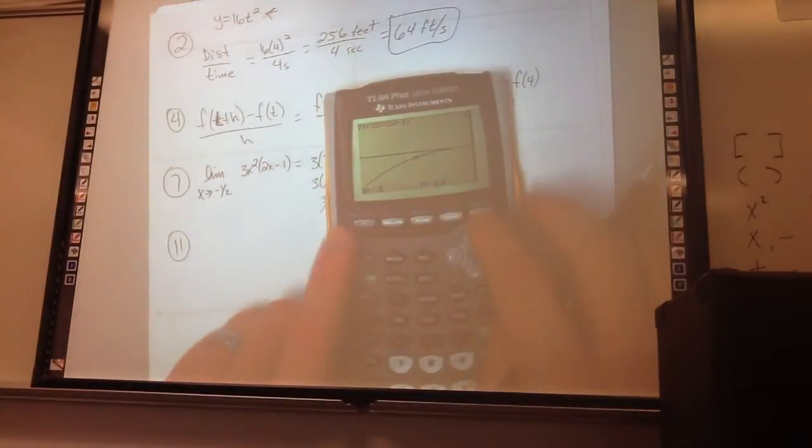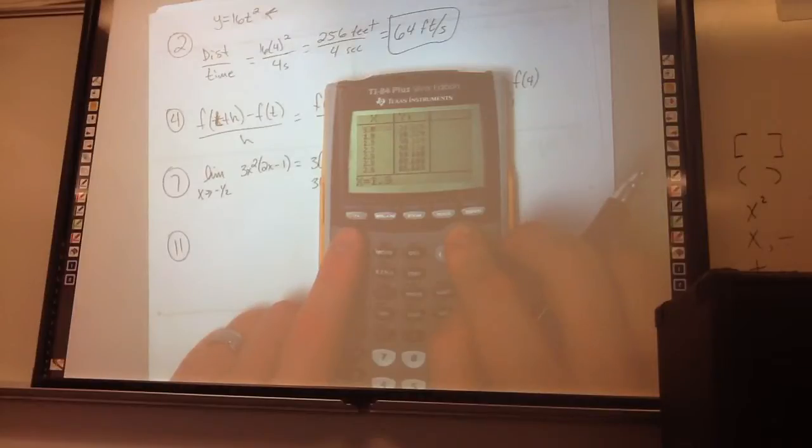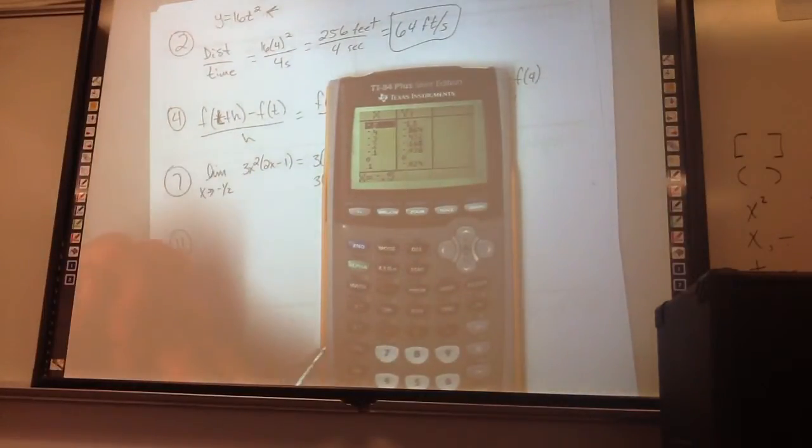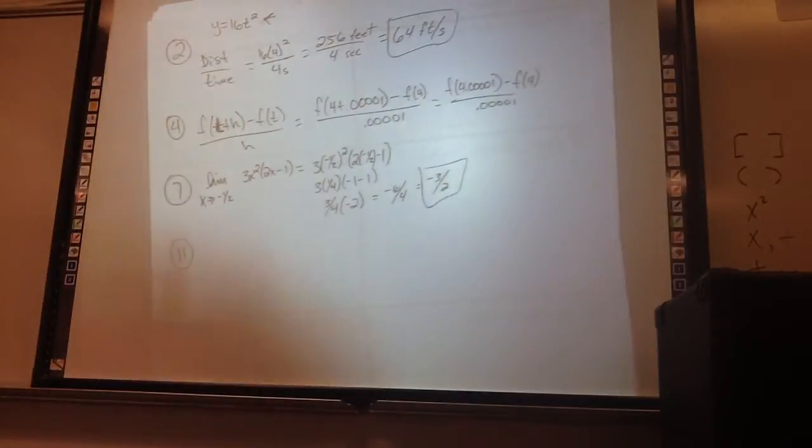Or if you look on the table, you can look on the table also. As x gets to negative 1/2, y is negative 1.5.